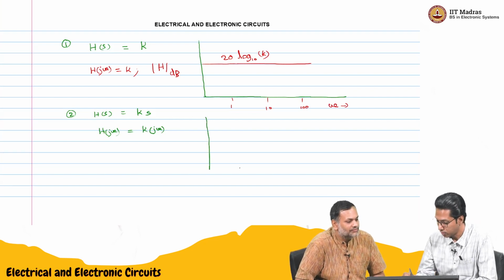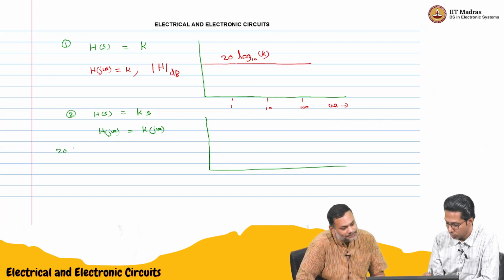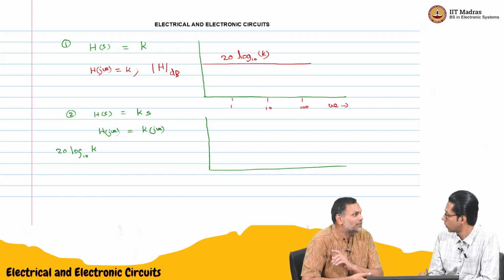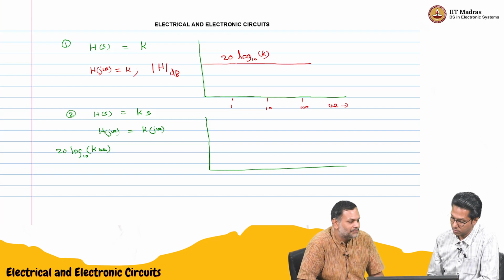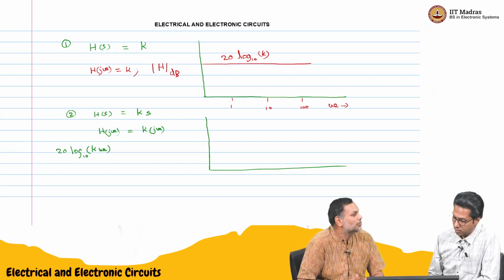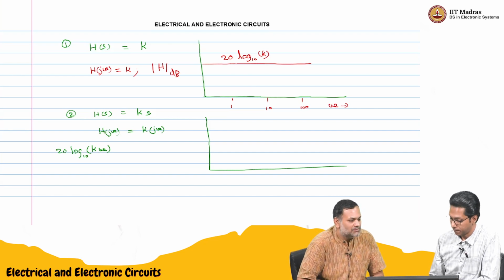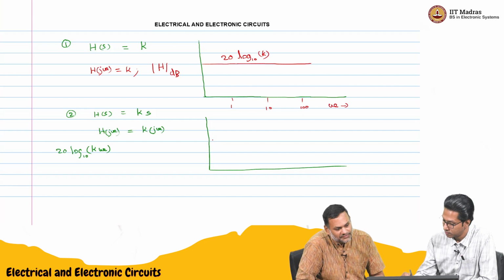So what will be our 20 log 10 of k times j omega? Once you take the magnitude, it will be k times omega. So you'll get two components: 20 log k and 20 log omega. Maybe we'll draw both components. Let's say 20 log k is somewhere here.